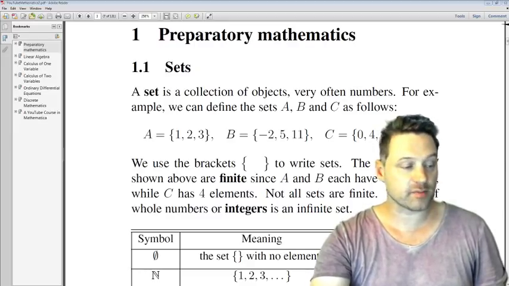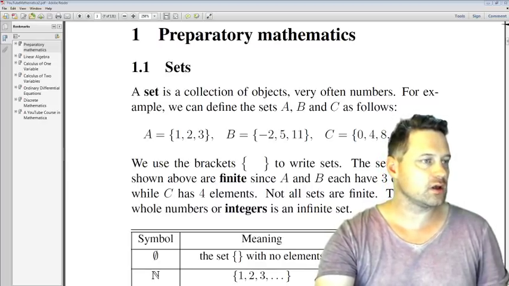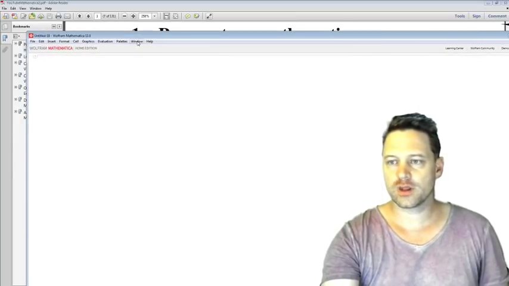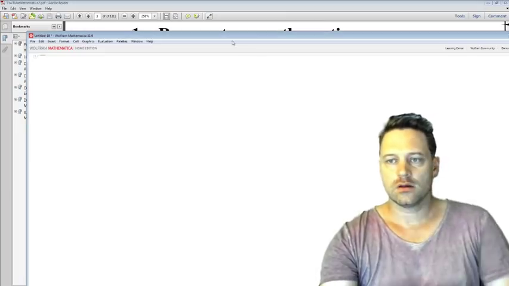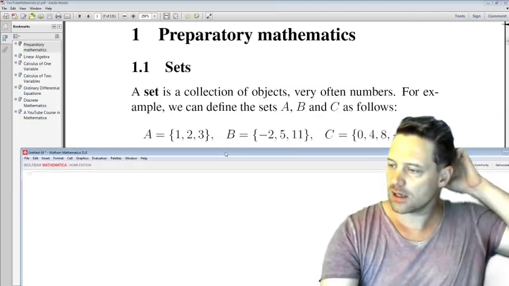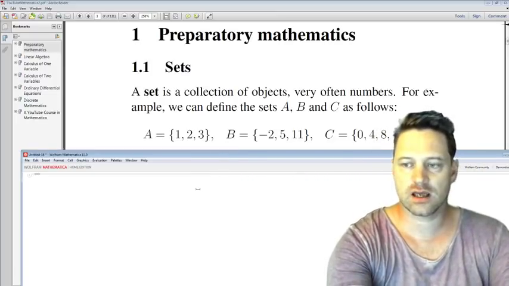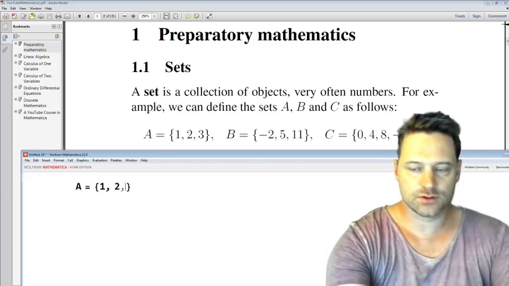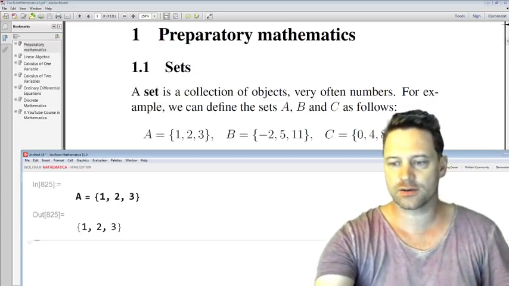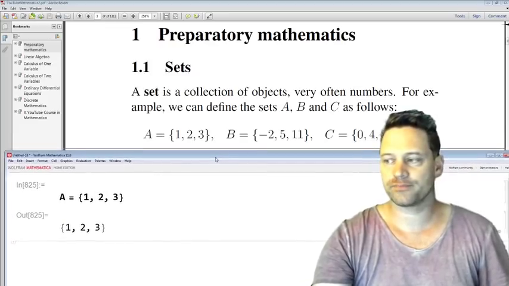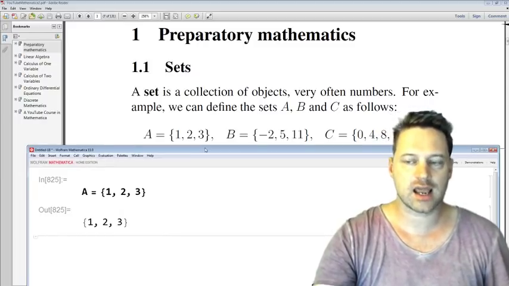Why don't we open up a Mathematica notebook? File, new, notebook, bring it over here, go to window, magnification 300 so we can all see. Okay, you can enter some of these as arrays. So I'll say A equals {1, 2, 3}. Let's not leave a semicolon. Shift enter, and it gives it right back to me. Now it knows this as an array, meaning just a list of numbers that can have duplicates.